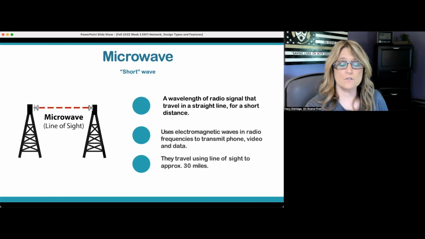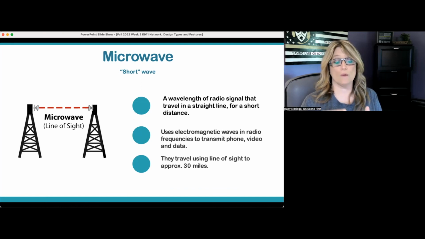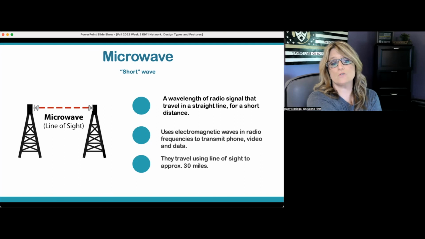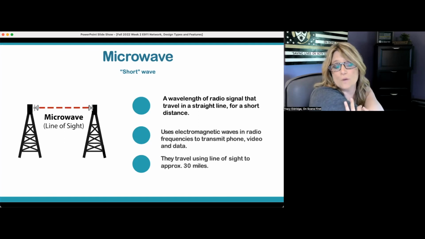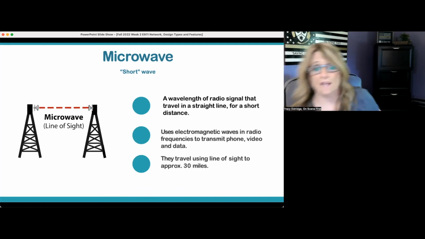All right. So microwave or shortwave is a wavelength of radio signal that travels in a straight line for a short distance. Okay, it's not going to go far. And so in this case, you might need repeaters to get you from one place to the other. It uses electromagnetic waves in radio frequencies to transmit phone, video, and data. And they travel using line of sight to approximately 30 miles. So it's not far.